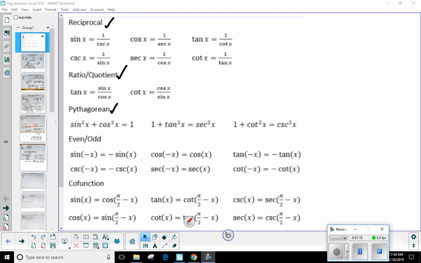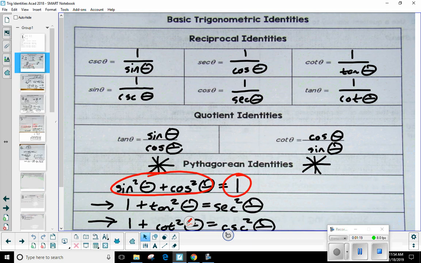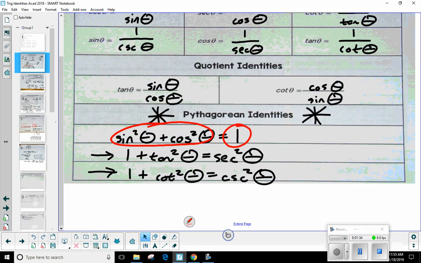Okay, so here are the ones we've been looking at up till now. We've got the 6 reciprocal identities: sine and cosecant are reciprocals, secant and cosine, and then cotangent and tangent. We've got our quotient identities, tangent equals sine over cosine, cotangent equals cosine over sine, and our 3 Pythagorean, with sine squared plus cosine squared equal to 1 being the big one. That's definitely one that can actually be used to get the others.